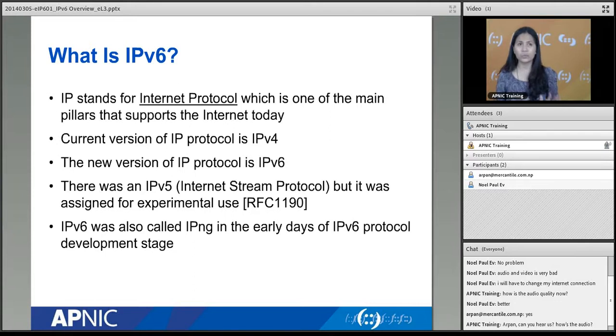We were just describing what IPv6 is as a sort of introduction to the entire session. So as I was saying, IPv6 is an internet protocol, a version of the internet protocol. So it's version 6 as compared to version 4, IPv4. IPv4, as you know, is the most common one that we are using nowadays. It's the current protocol that we're using for interconnecting networks and host devices.